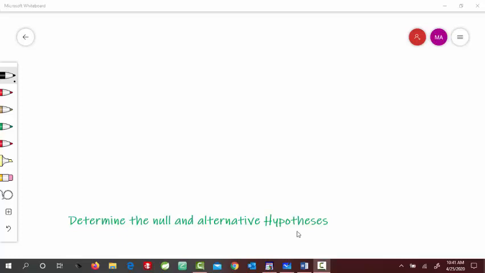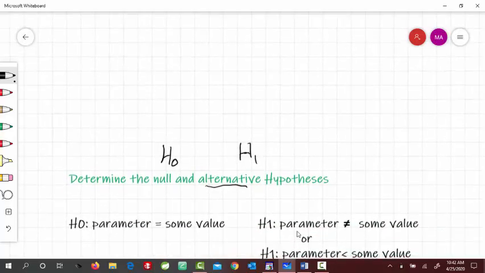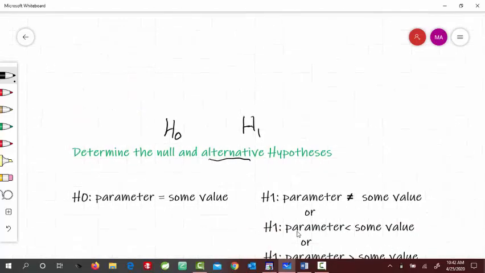Remember, the null hypothesis is represented by H sub 0, and the alternative is denoted by H sub 1. These hypotheses are statements about the characteristics of a population. For H sub 0, the parameter is always equal to some value, so it will always come with an equal sign if you see that for a null hypothesis.